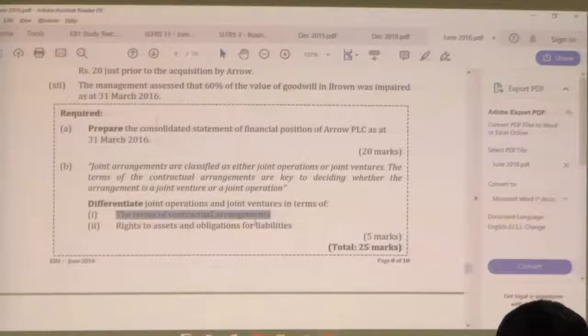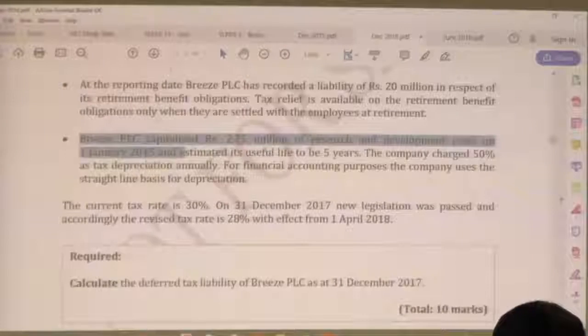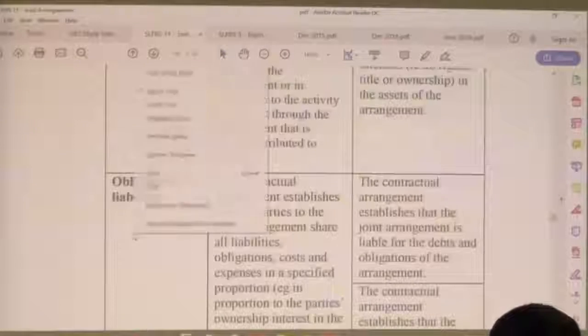Second one, the examiner asks you to explain what? Rights to the asset and obligation for the liabilities. Here, rights to the asset, obligation to liabilities.